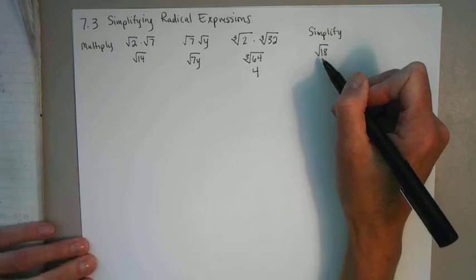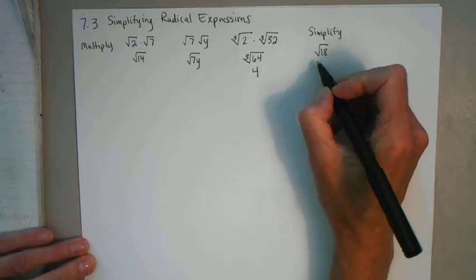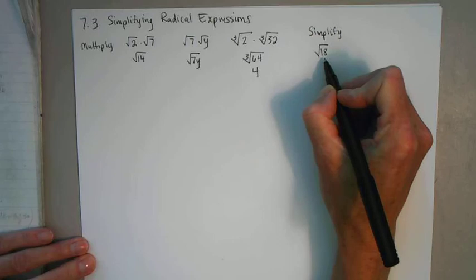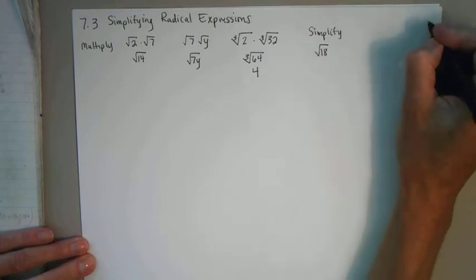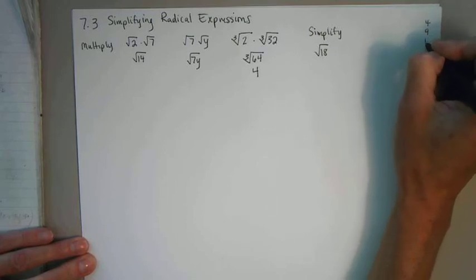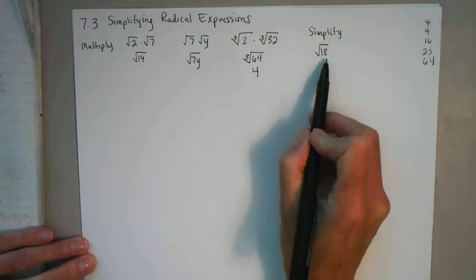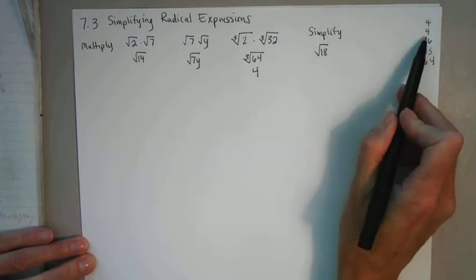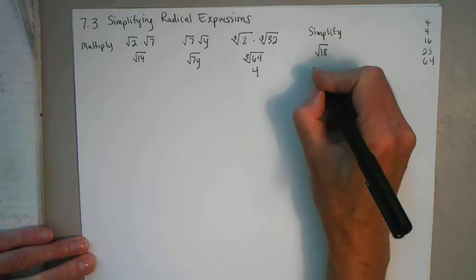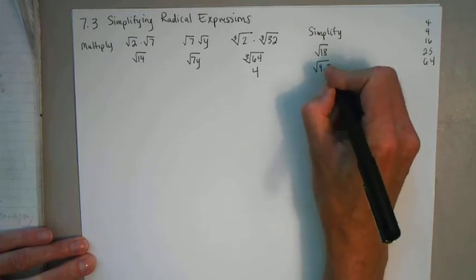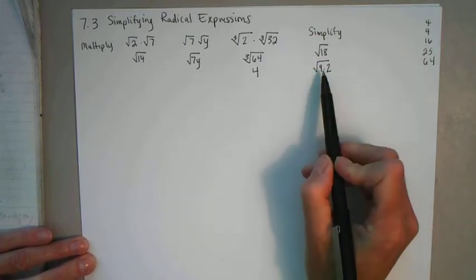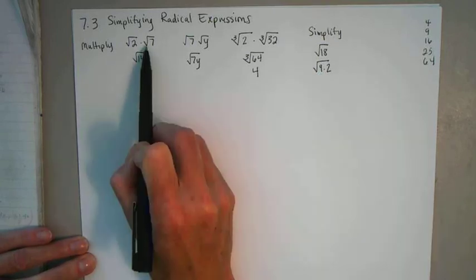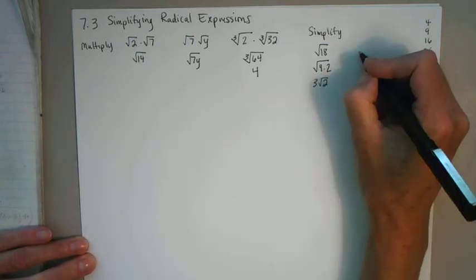So what we do instead is think of the biggest perfect square that will go into 18. Sometimes I list my perfect squares: 2 times 2, 3 times 3, 4 times 4, 5 times 5, and so forth, and think which one will go into that. I see 9 will go into it, so I'll rewrite it as 9 times 2. Then the square root of this is the same as the square root of this times the square root of this, isn't it?